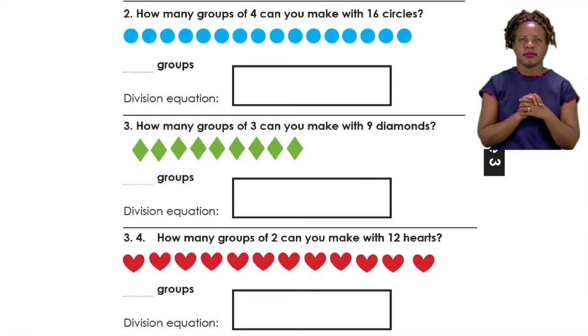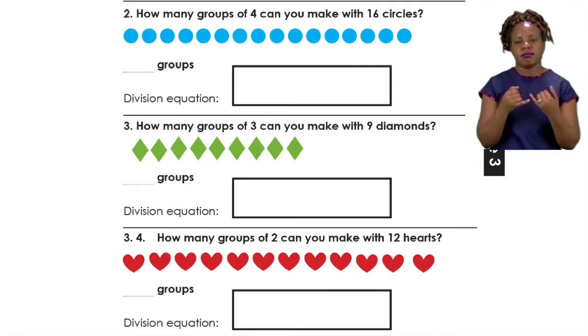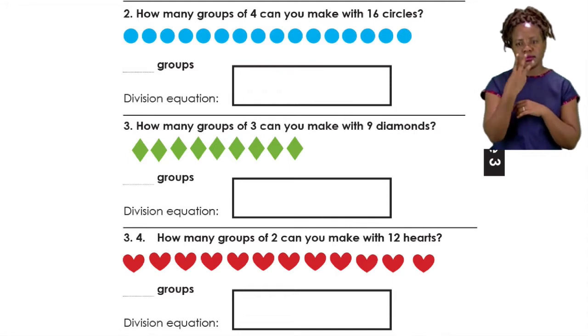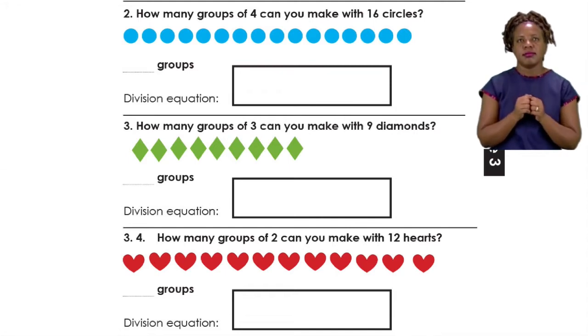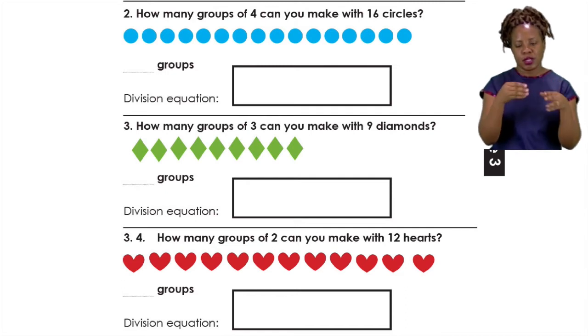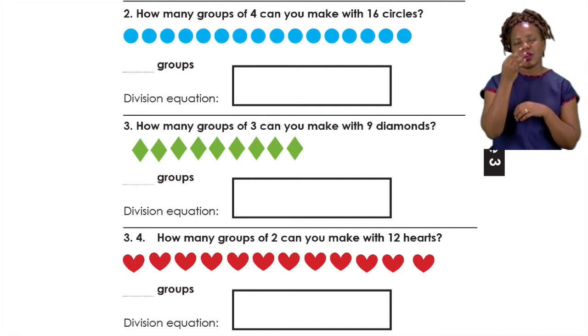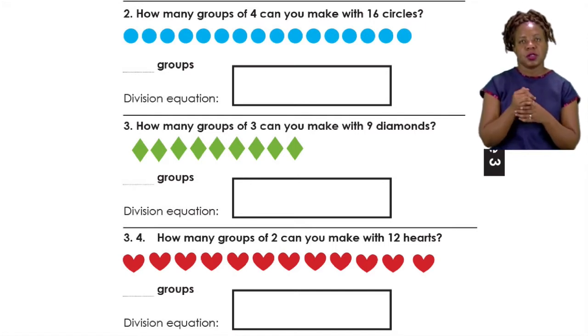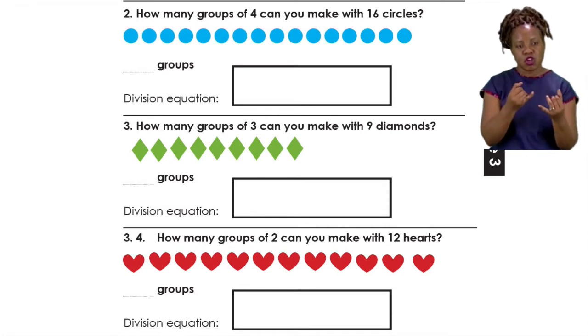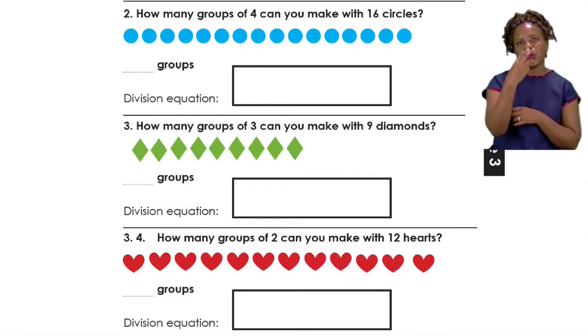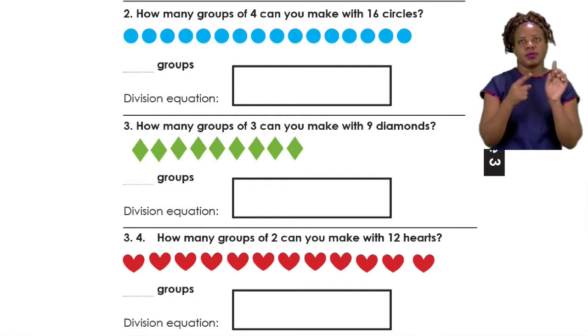Now, we are going to be doing number 3 together, and I want you to pay close attention. Number 3 says, how many groups of 3 can you make with 9 diamonds? So we know that we have 9 diamonds and we have to make groups of 3. I'm going to do it on the board and I'd like you to please do it in your booklet. So let's take a look at the board.